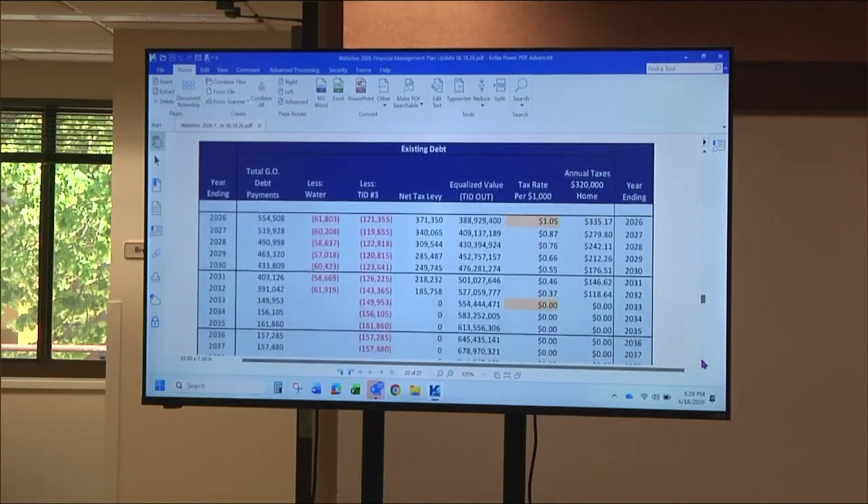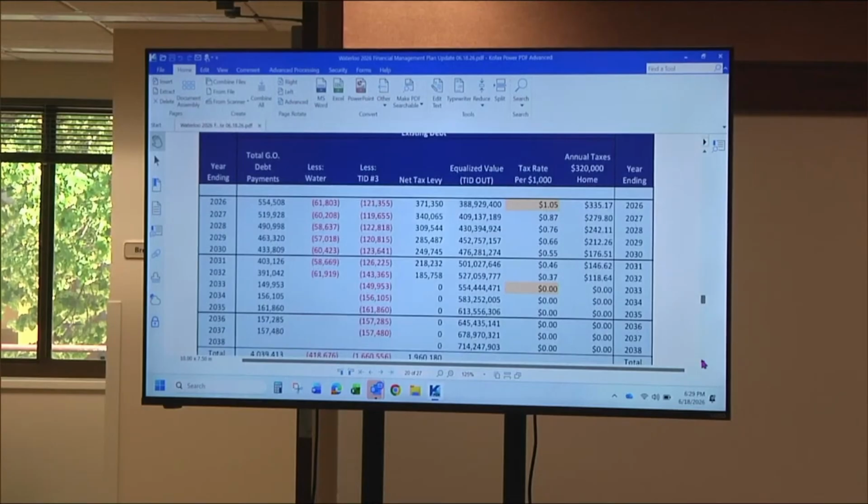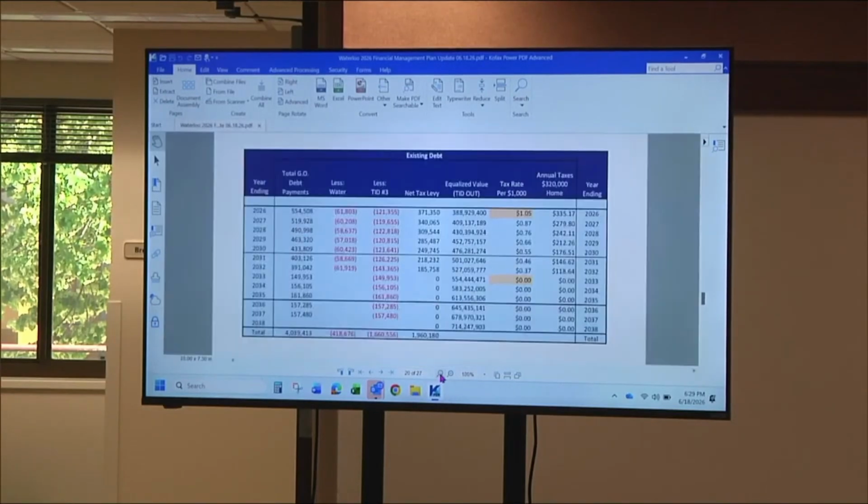That would simply be, that's all new debt there. So if you want to go to the next slide, that does show your existing general obligation debt and where some of it will be dropping off. So you are having total GO debt payments going through 2037 right now.